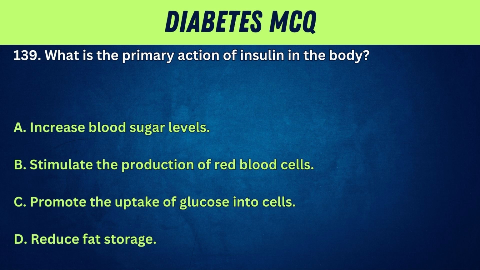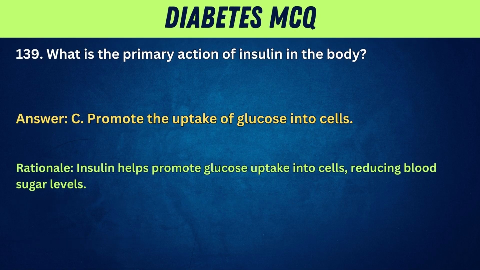139. What is the primary action of insulin in the body? A. Increase blood sugar levels. B. Stimulate the production of red blood cells. C. Promote the uptake of glucose into cells. D. Reduce fat storage. Answer: C. Promote the uptake of glucose into cells. Rationale: insulin helps promote glucose uptake into cells, reducing blood sugar levels.